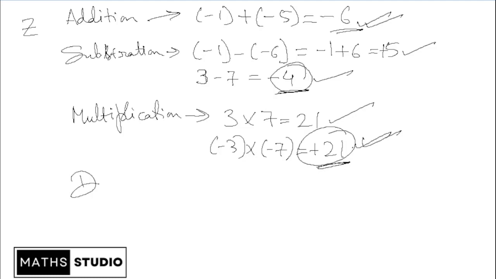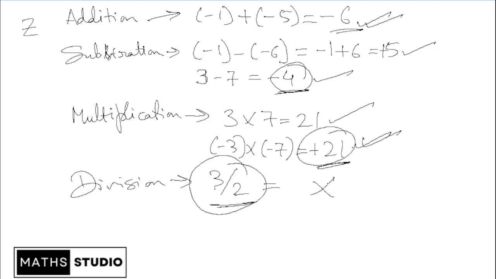Let us look for division. In division, what will happen? Let's take 3 by 2. 3 is an integer, 2 is an integer. But when we divide them, the result is a rational number. It's a fraction, but it won't be an integer. So division is still not following the closure property.